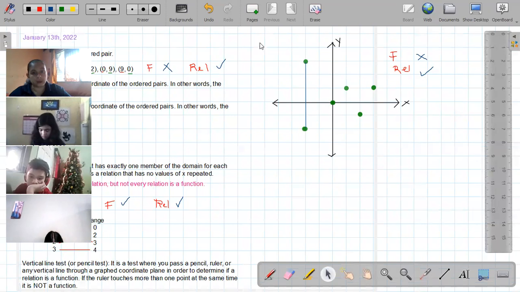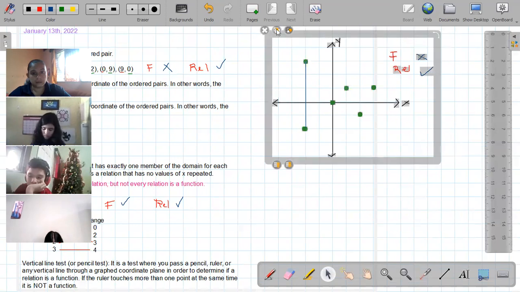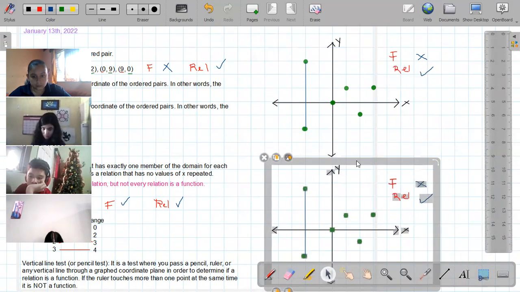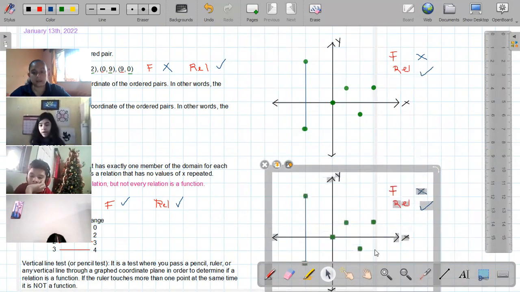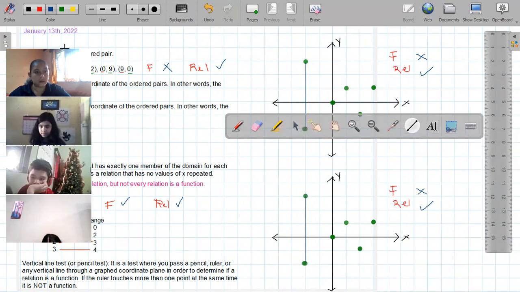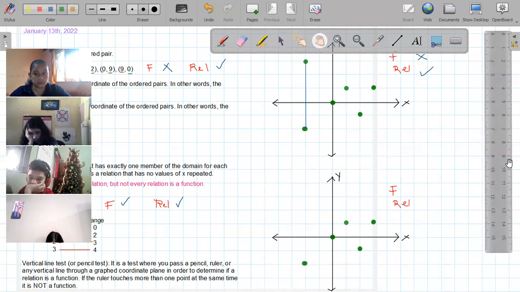Okay, so let's copy it one more time, the same exercise. I'm going to place it down here. Okay, so let me erase some things. And now let's see if this is now a function or not. Do you think that this will be a function? This new one? Let's see.